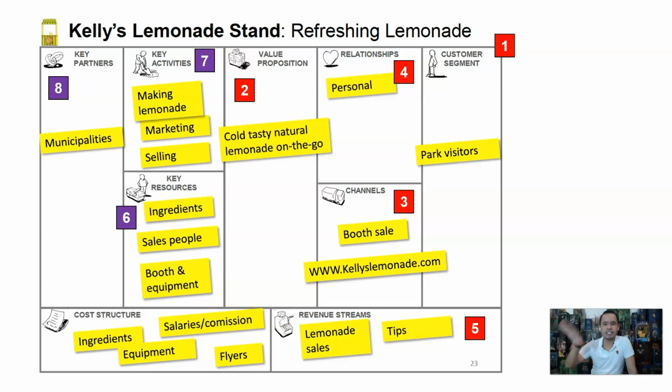So now, you already identify 1 to 8. Cost structure dia. Last one. Anda tadi buat making lemonade, anda kata ingredient, anda kata sales people, ada booth dan equipment. So anda kena boleh identify cost-cost yang terlibat. Ambil contoh kat situ lah, ingredient ada cost, equipment ada cost, salary ada cost, flyers ada cost. Nampak tak? Memang simple kan macam ni. So anda dah boleh tahu business tu memerlukan apa.